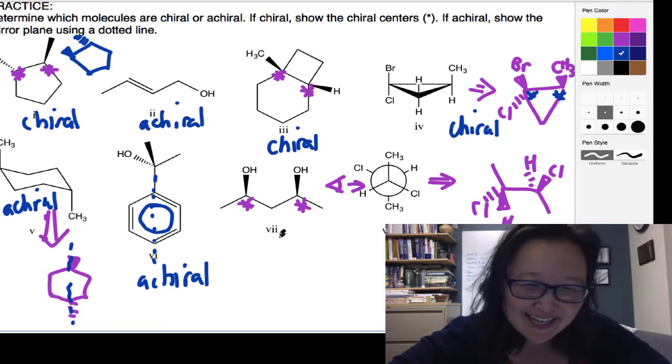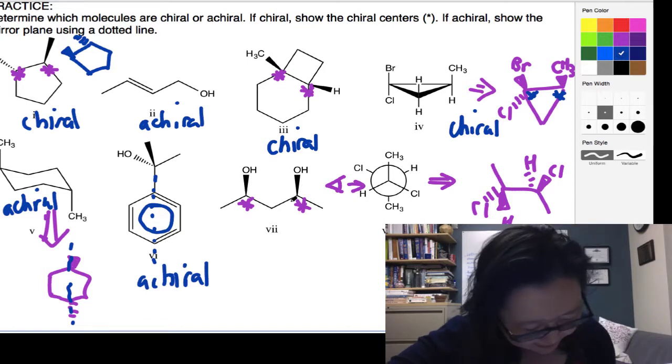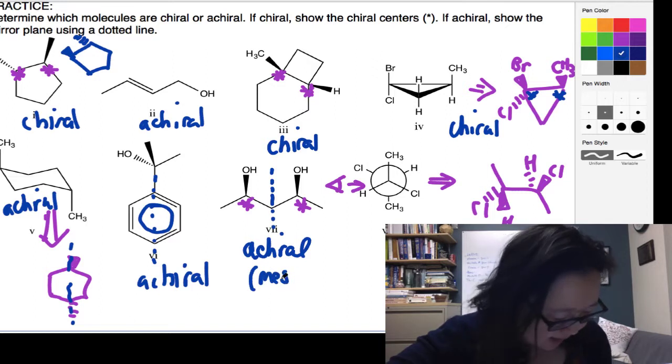All right, 7, these are chiral centers because of a methyl, a hydroxyl, a hydrogen, and then the rest of this molecule. It's going to be 4 different groups. And you can see the plane of symmetry though. So this is achiral, but this is what we would call meso as well.